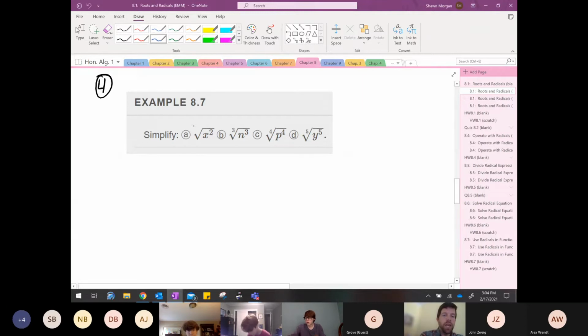Let's look at this first example right here. I'd like to throw this open to the whole class. We're looking at the square root of x squared, and I want to know, what do you think this might equal, considering that we dealt with inverse operations yesterday? We said squaring and square rooting sort of undo each other. Somebody unmute and say, what do you think this is going to end up equaling? X. All right, good. Pretty popular answer there.